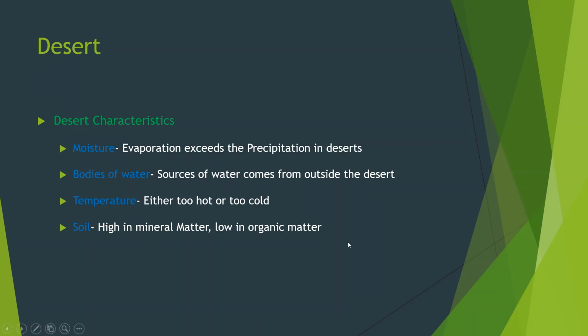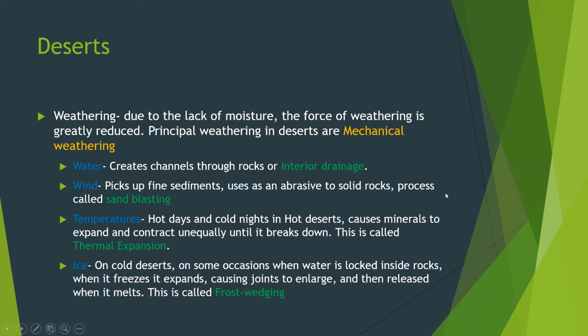That's why the soil is low in organic matter and high in mineral matter, since in arid environments weathering is more on the physical side than on the chemical or biochemical side. Weathering is due to the lack of moisture. The force of weathering is greatly reduced. Principally, weathering in deserts is mechanical weathering. And okay, so these are the agents of weathering in the deserts.